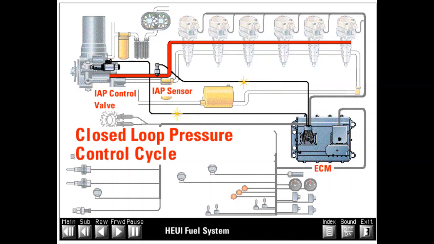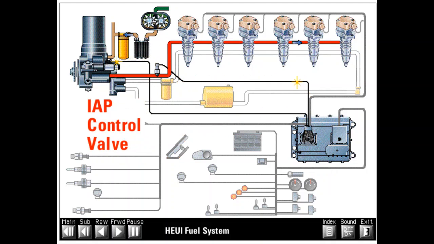This means that the IAP control valve does not need a precise initial setting to work properly. Since the closed-loop control system is constantly correcting, the ECM will send whatever amount of current is necessary to the IAP control valve to make actual pressure match desired. The IAP control valve regulates actuation pressure by returning excess pump flow to the sump.